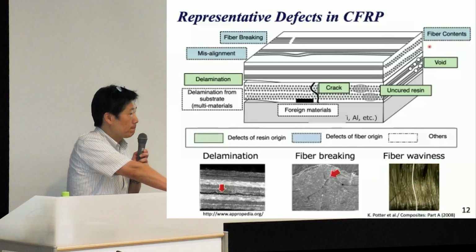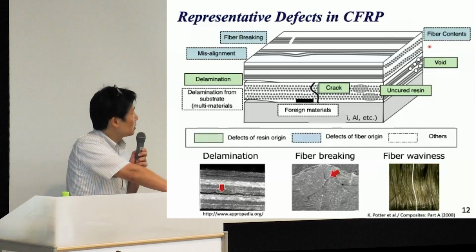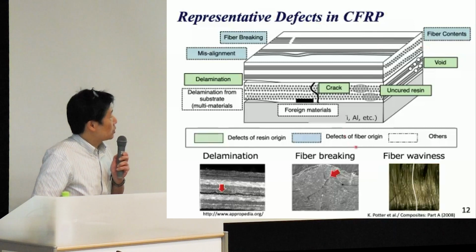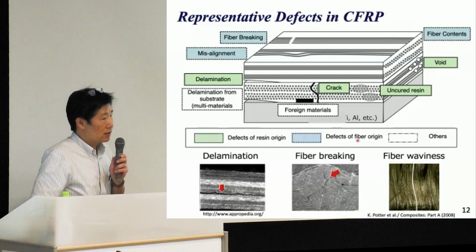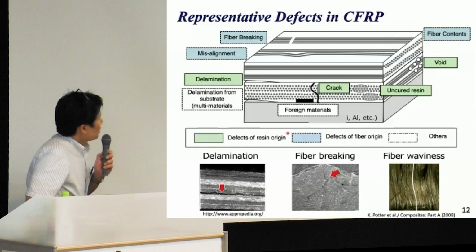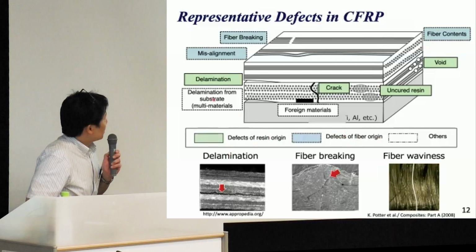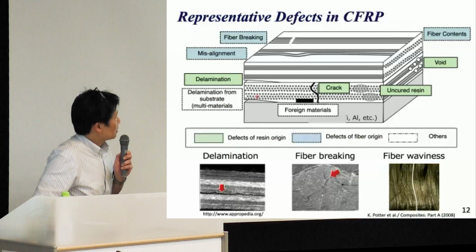Since carbon fiber is conductive, eddy current can work for detection of these fiber origin defects. As for the defects of resin origin, they include delamination, resin cracking, uncured resin, or inclusion of foreign material.